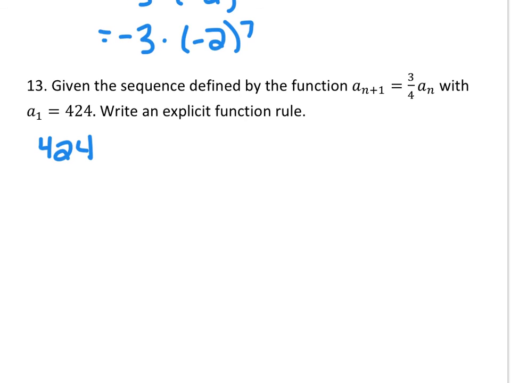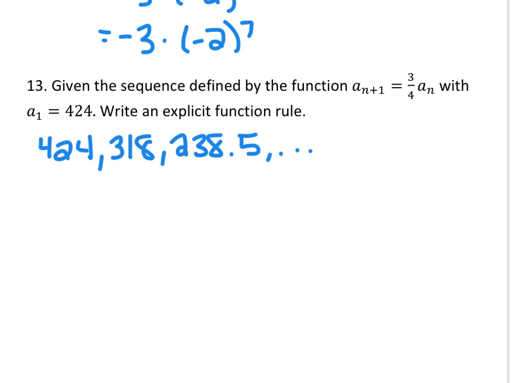So what is 424 times 3/4? You should get 318. What is 318 times 3/4? You should get 238.5. And you could keep on going forever, but I'm going to stop.